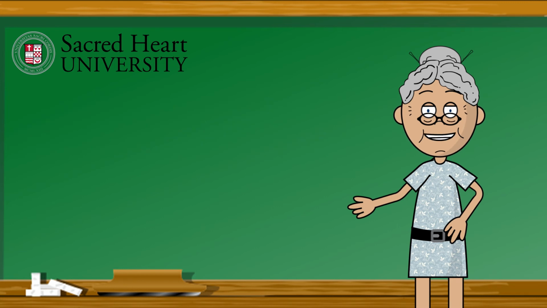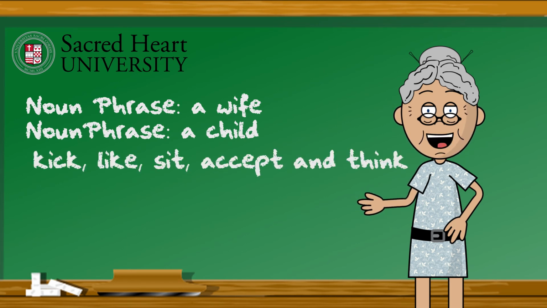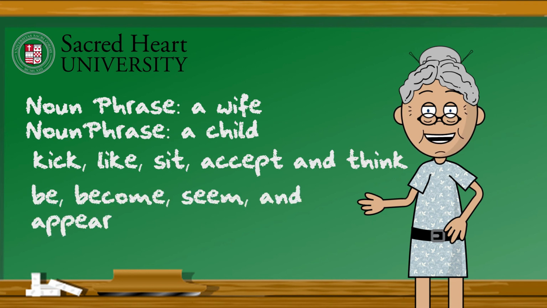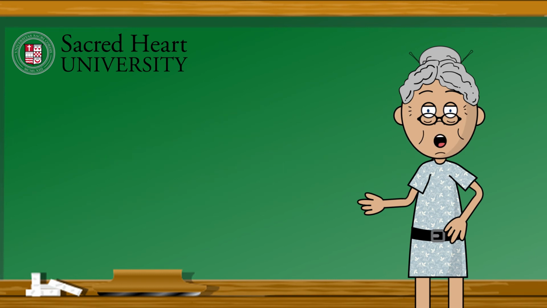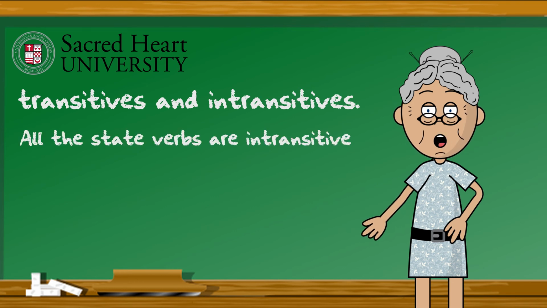But what about those other parts? The noun phrase a wife and the noun phrase a child. You might remember we talked before about the fact that verbs can be divided into action verbs that express doing something, like kick, like, sit, accept, think. And then there were state of being verbs that express a condition, like be, become, seem, or appear. Well, I hate to complicate things too much, my dears, but it's also true that verbs can be divided another way, into transitives and intransitives. All state verbs are intransitive, by the way.